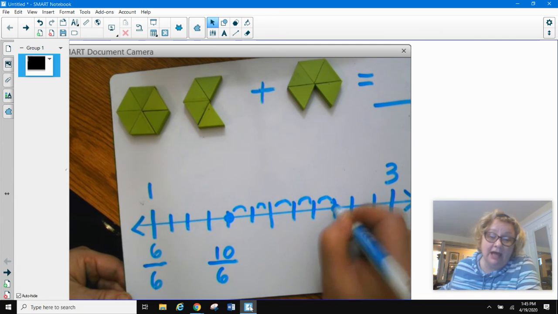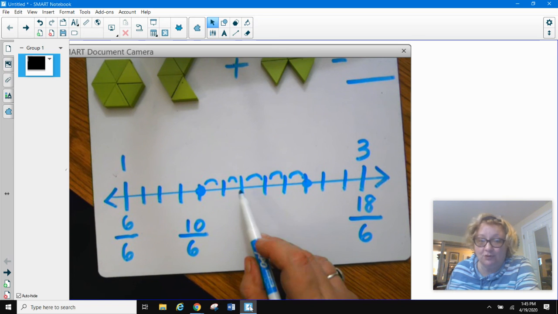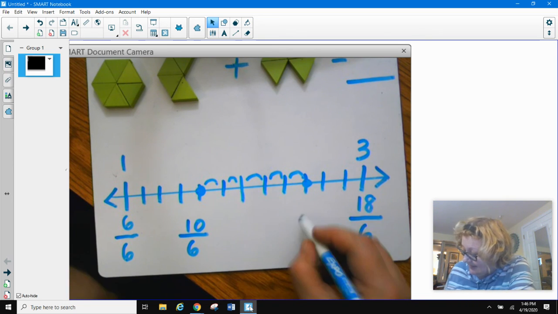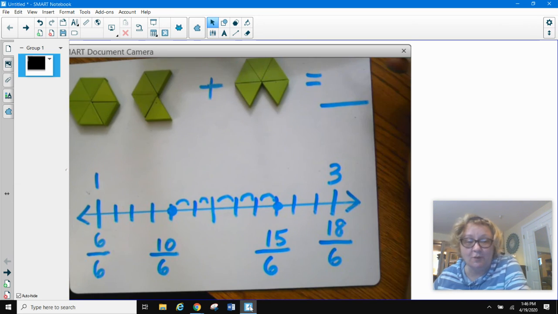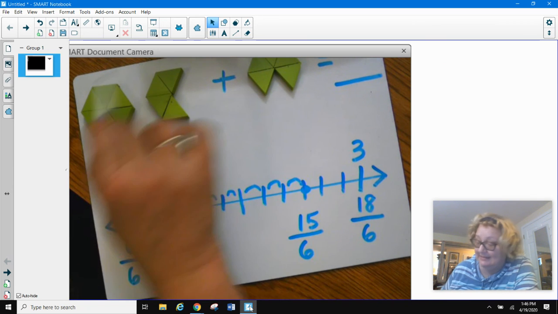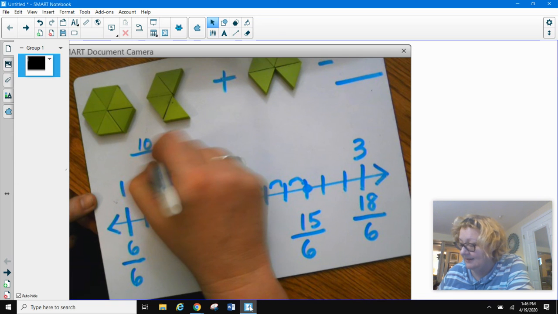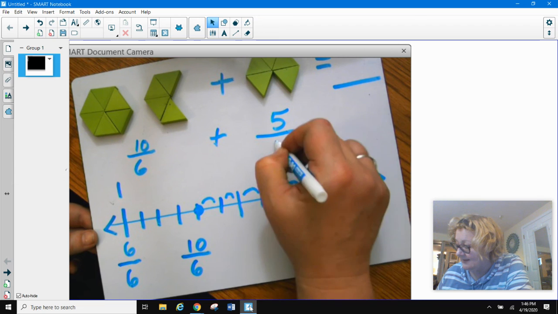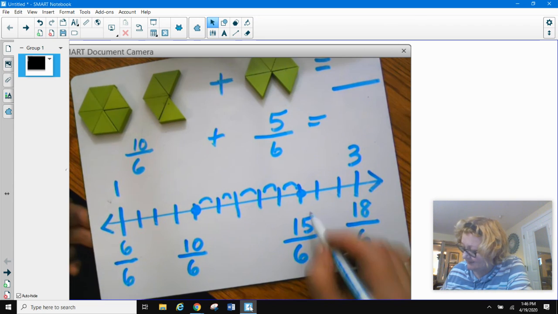And I'm going to go on and plot my end point, okay? So I was at 11/6, 12/6, 13/6, 14/6, 15/6. That is going to be my answer because this is where I started. We had 10/6. I'll go on and write that down up here. 10/6 plus another 5/6, and that equals 15/6. That's my answer.